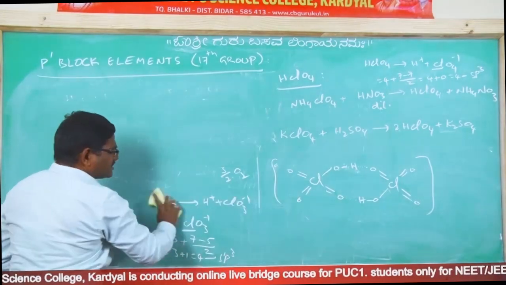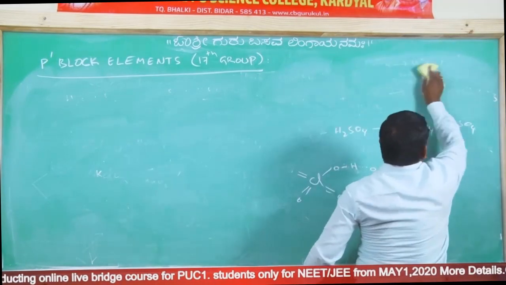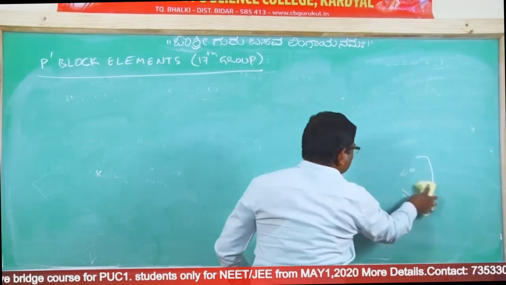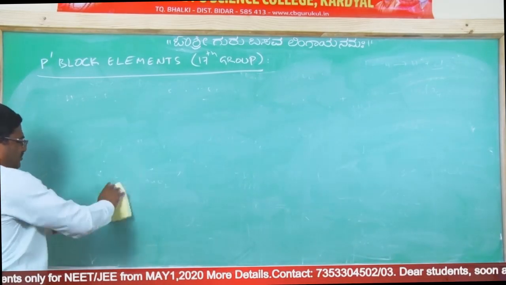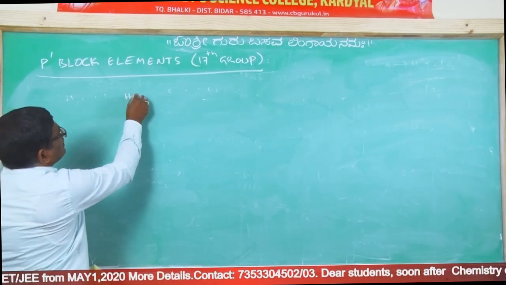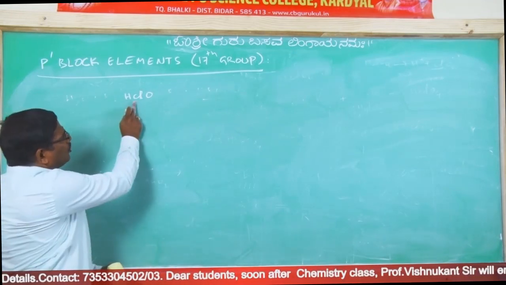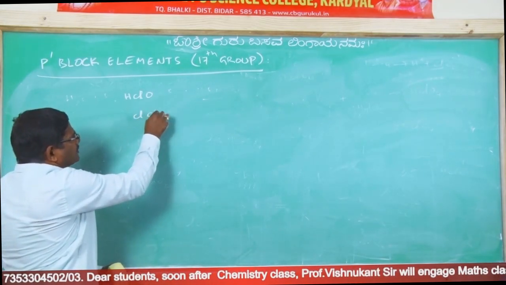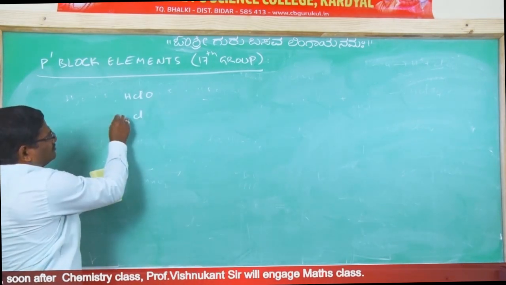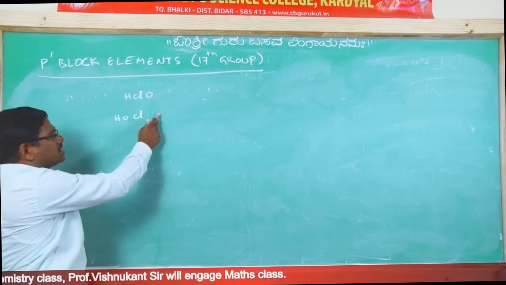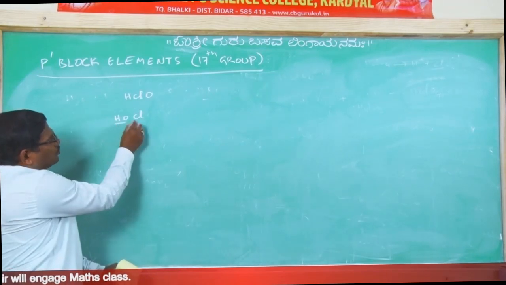Clear? So these are oxy acids. In these oxy acids, some applicative questions they may also ask. Suppose HClO, if you consider HClO, it is actually ClOH or HOCl. Why did I write ClOH? The central atom should be on the left side, the attached atom on the right side. Clear?